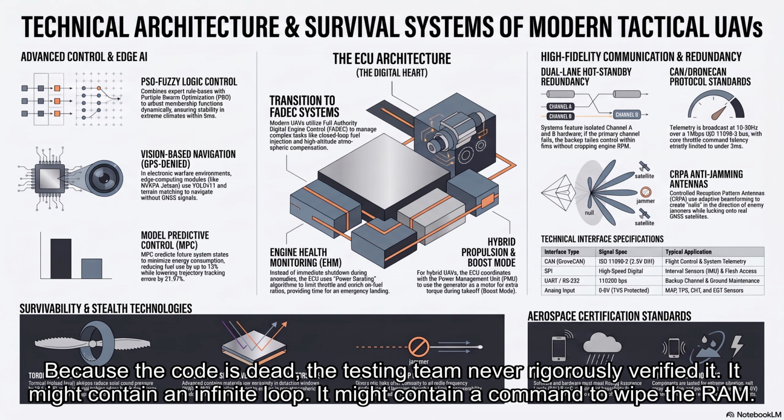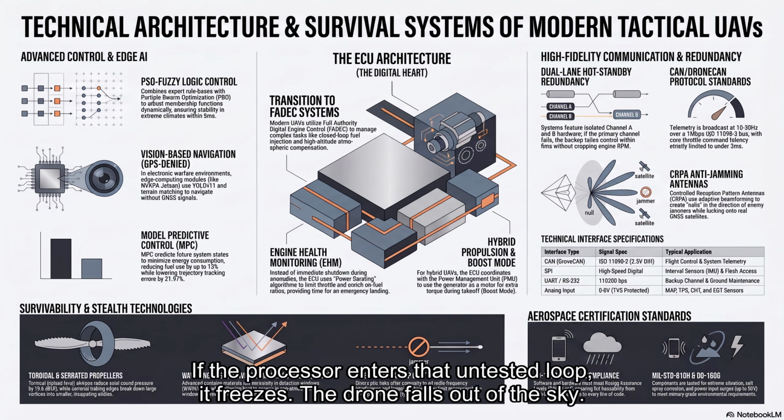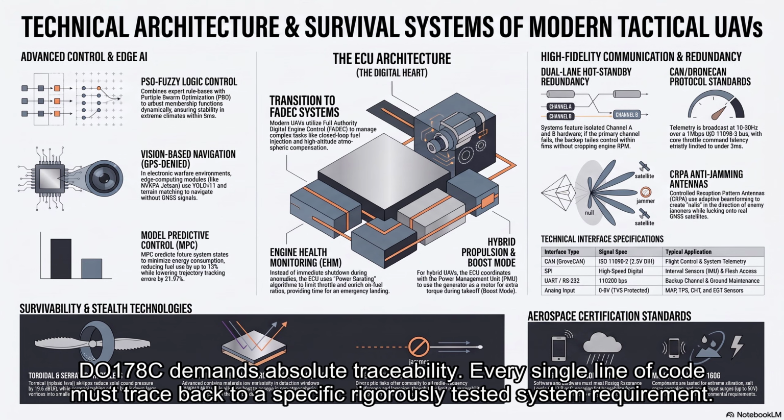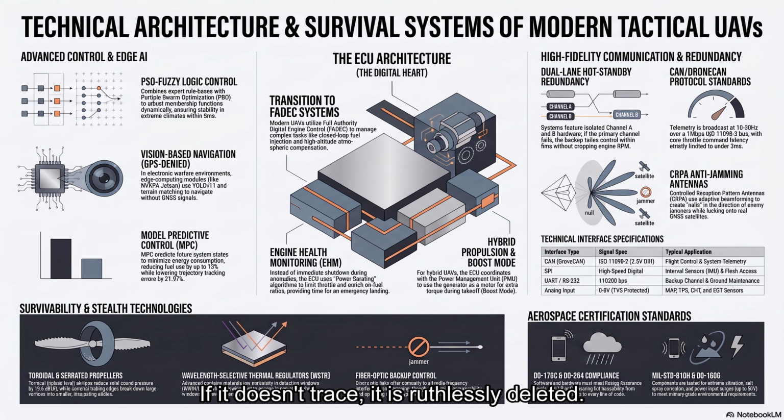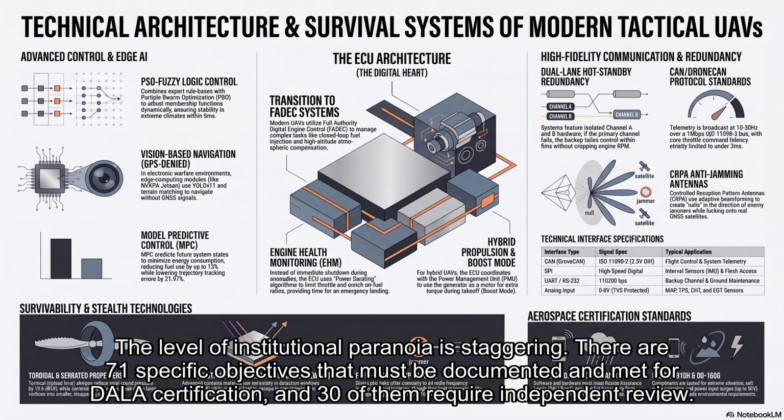Because the code is dead, the testing team never rigorously verified it. It might contain an infinite loop. It might contain a command to wipe the RAM. If the processor enters that untested loop, it freezes. The drone falls out of the sky. DO-178C demands absolute traceability. Every single line of code must trace back to a specific, rigorously tested system requirement. If it doesn't trace, it is ruthlessly deleted. The level of institutional paranoia is staggering.